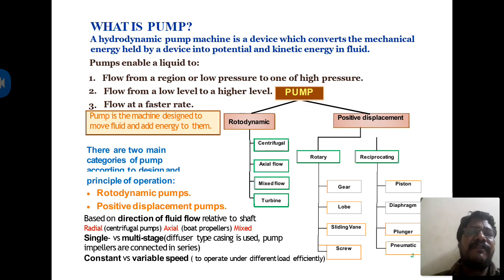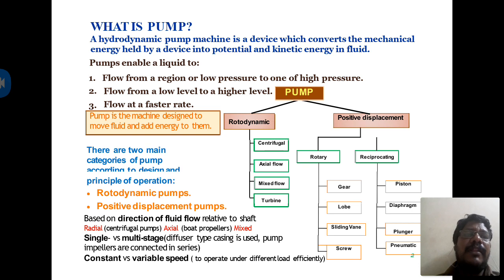As I told you, the definition of a pump is a hydraulic machine which converts mechanical energy into hydraulic energy, and the basic use of a pump is to make fluid flow from a region of low pressure to a region of high pressure, as well as to transport fluids from a lower level to a higher level, as well as to transport the flow at a faster rate.